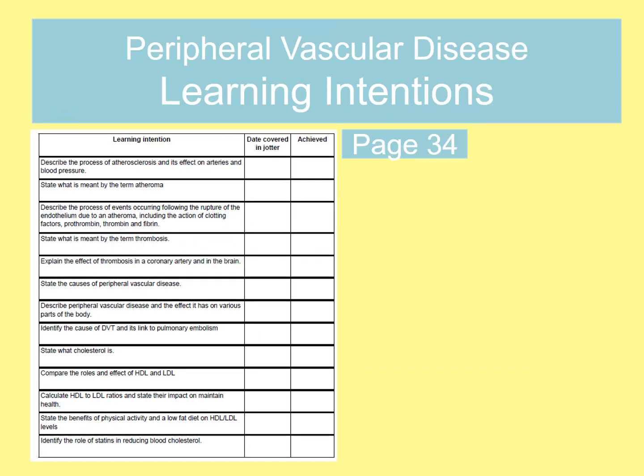In this PowerPoint, we are going to be focusing on peripheral vascular disease. And from page 34 of your student guide, we're going to state the causes of peripheral vascular disease, describe peripheral vascular disease and the effect it has on various parts of the body, and identify the cause of DVT and its link to pulmonary embolism.